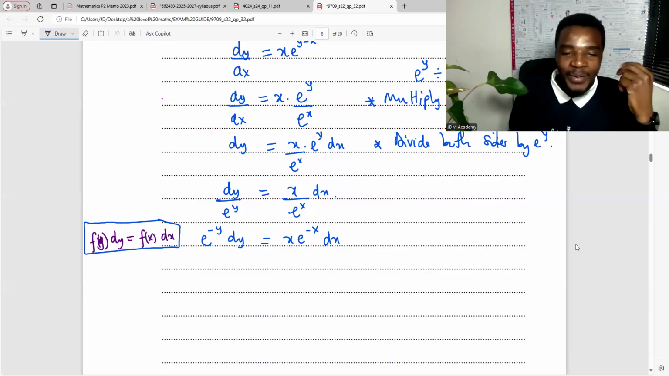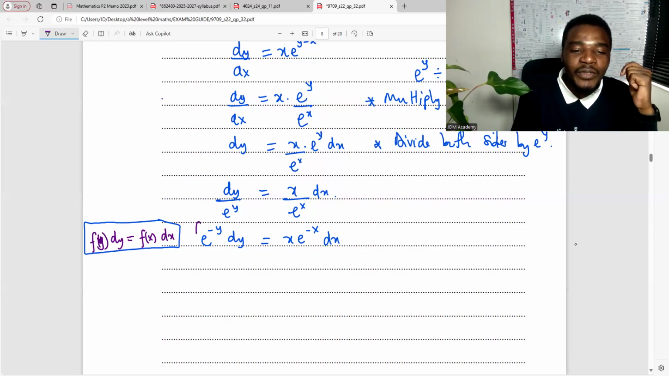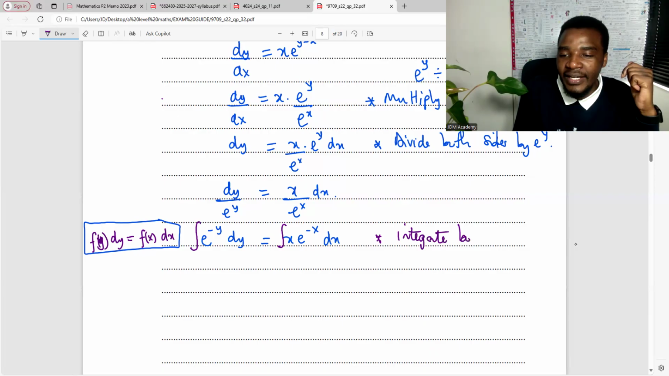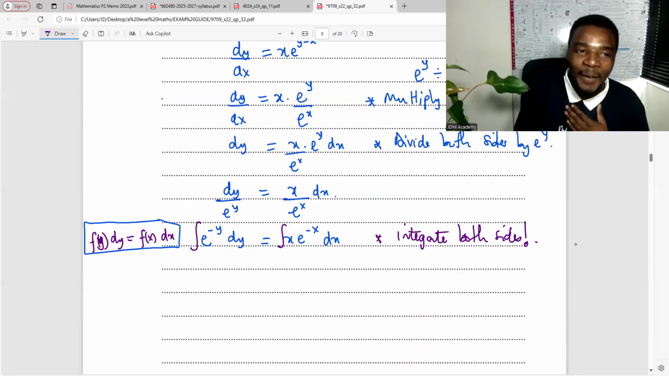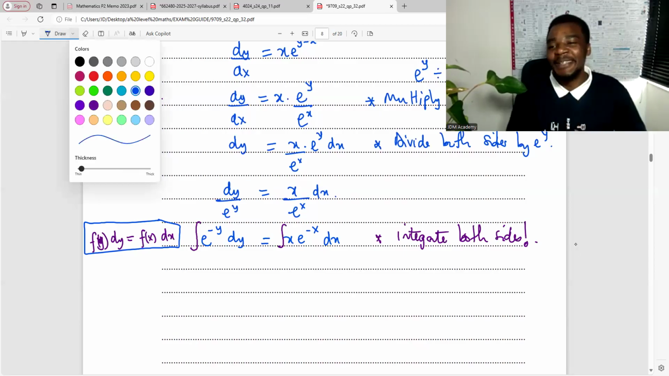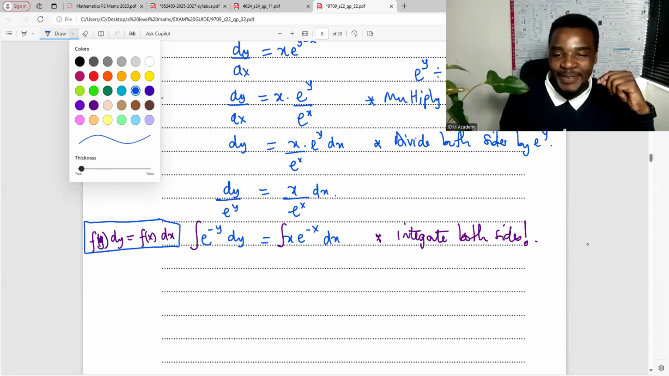Okay, so what are we going to do next? The next thing that we have to do, we have to integrate both sides. We are integrating both sides. What do we get if we integrate both sides?